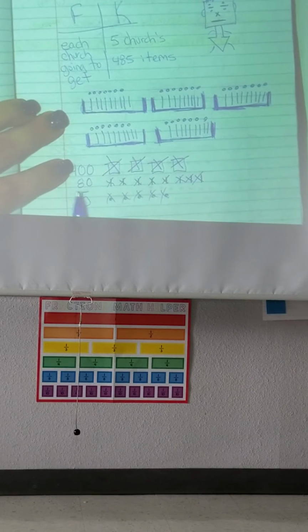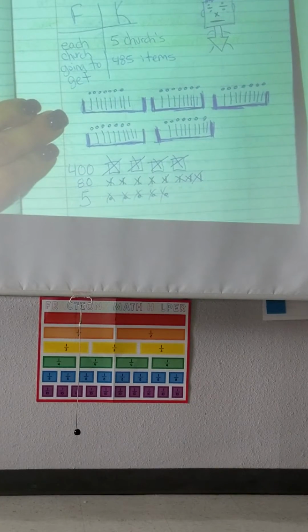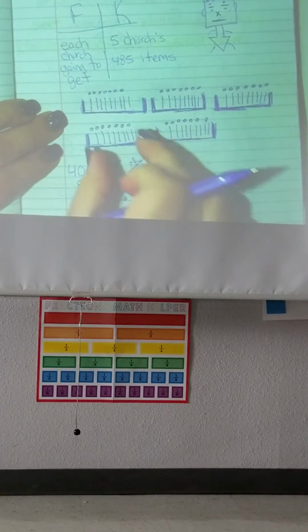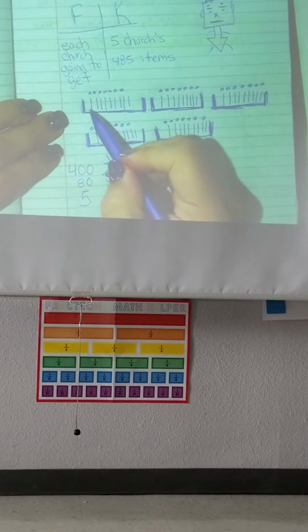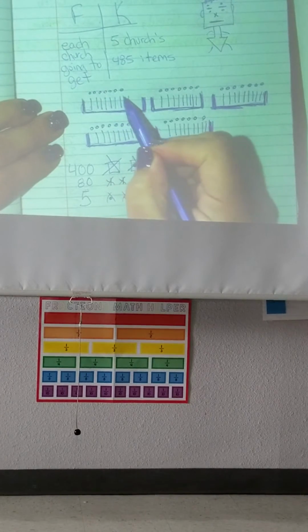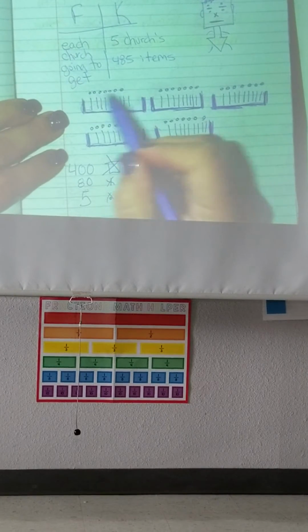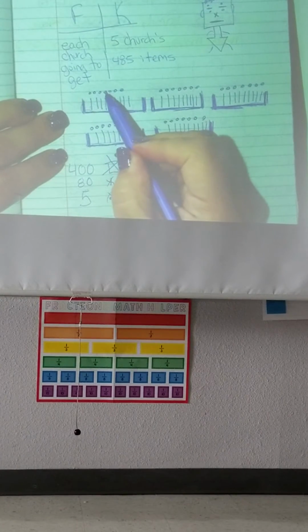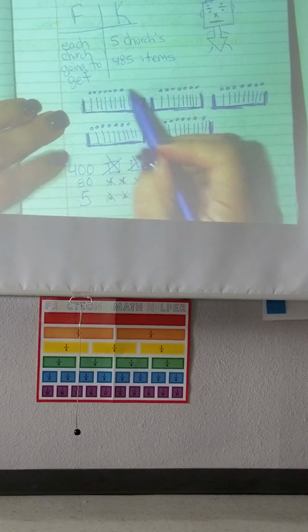Now we can see that we've used all of these up. So what do we need to do to find our answer? We're going to go count how many are in each box. 10, 20, 30, 40, 50, 60, 70, 80, 90. Now these are 1s. 91, 92, 93, 94, 95, 96, 97.